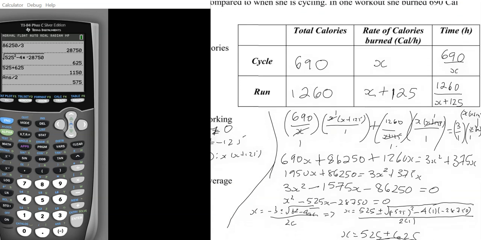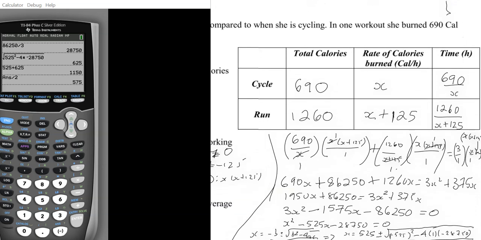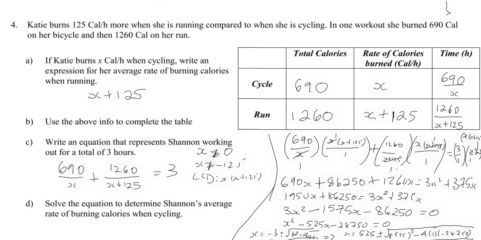Okay, so we think x is 575. So let's try this out. I'm just going to get rid of this for a sec. So she burns 100. So we think she burns 125. So it's average rate of calories when cycling. So she burns, here's our answer. She burns 575 calories per hour cycling. Okay, so that means that running will be 700, right? So you add 125 to that, it gives you 700.